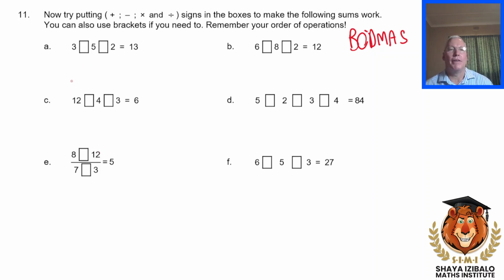Okay, right, who can suggest, what could we do to make 13? Let's have a look. What about 10? And then what sign must go here? Plus. Do I need brackets? I don't need brackets because BODMAS says that the 5 times the 2 will be multiplied anyway first, and then we're going to add the 3.